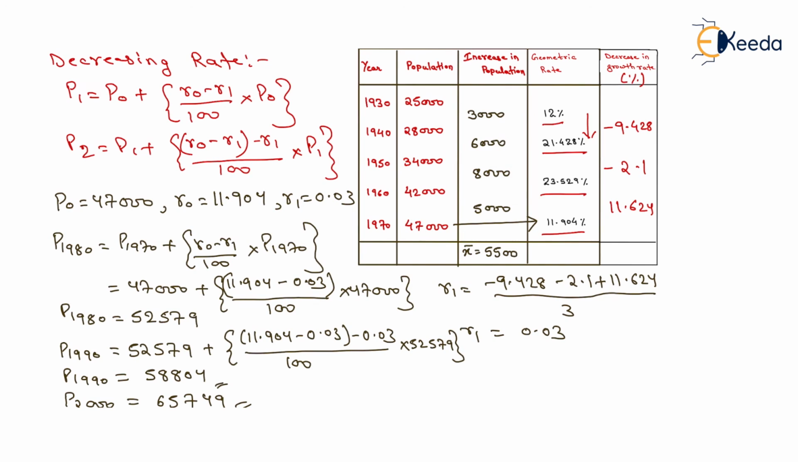Now we are not going to solve this numerical with the simple graphical method because it will give approximate data or approximate population forecasting. So we have completed the numerical by the arithmetic method, the incremental increase method, the geometric method, and the decreasing rate of growth method. That is all about the numerical of population forecasting. Thank you very much.